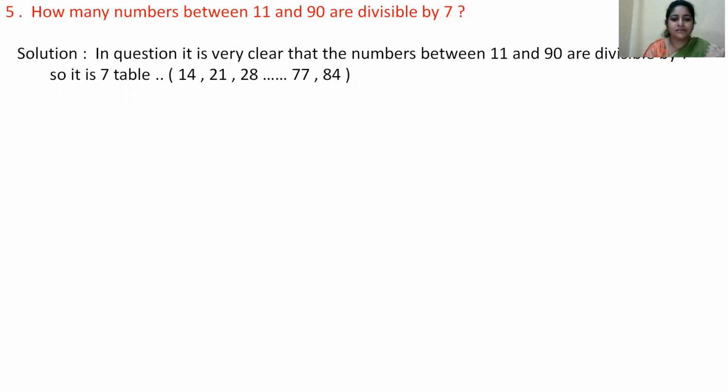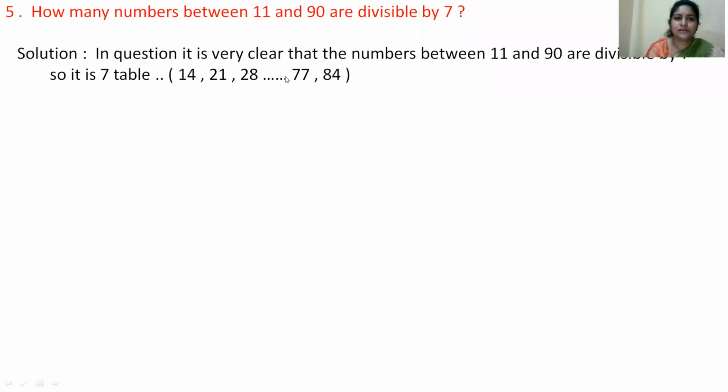7 ones are 7. We cannot take 7 here because they have asked us to take the numbers above 11. So 7 twos are 14, 7 threes are 21, 7 fours are 28, and so on. 7 elevens are 77, 7 twelves are 84, 7 thirteens are 91, which is above 90. So we cannot take 91.